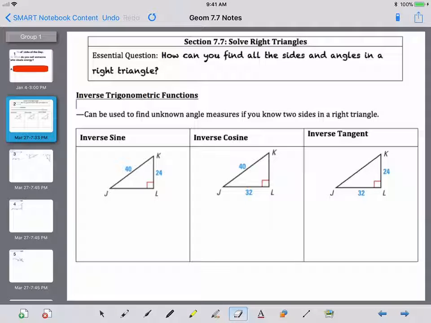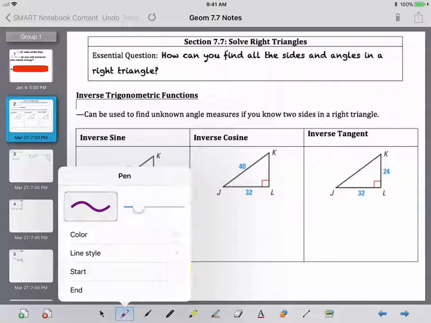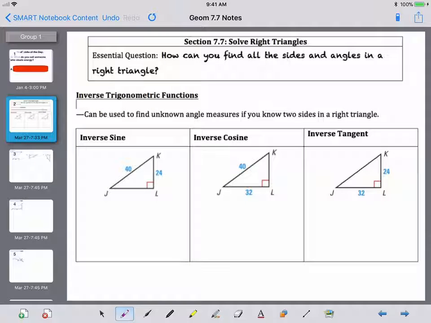In this lesson, you guys are going to learn how to solve right triangles, which means finding the measure of every single angle and finding the length of every single side. In this first example, we're just going to talk about how you can find unknown angle measures if you know two sides. In every single one of these problems, we are going to find the measure of angle J. It really depends on what sides you're given what trig ratio you can use.